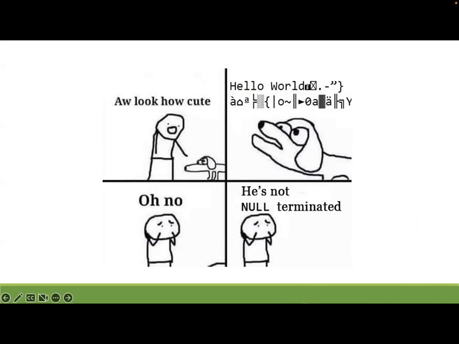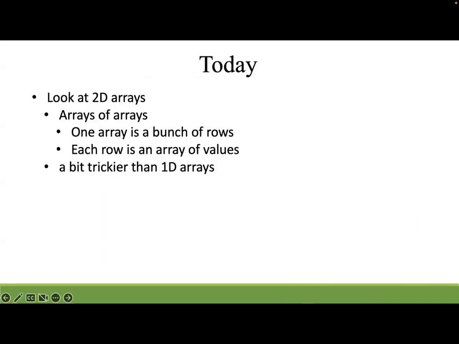Anyways, here's the plan. We're going to look at 2D arrays, which you can think of as arrays of arrays. One array is a bunch of rows, and then each row is an array of values. So in some ways, this does get a bit trickier than what we've seen already with 1D arrays. Basically, we're going to look at some syntax and what's going on under the hood, and then we're going to do a whole bunch of examples. And next week in lab, I'll give you a chance to practice with this.